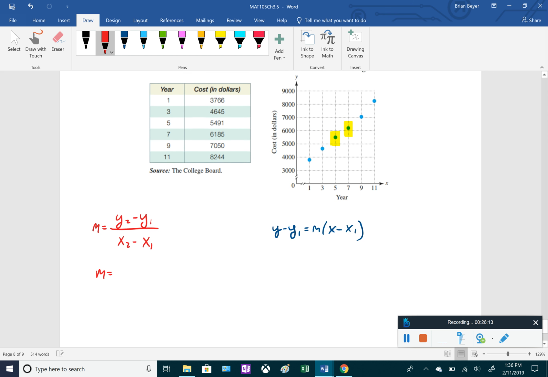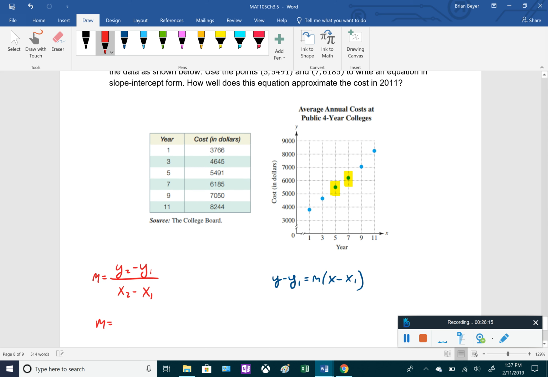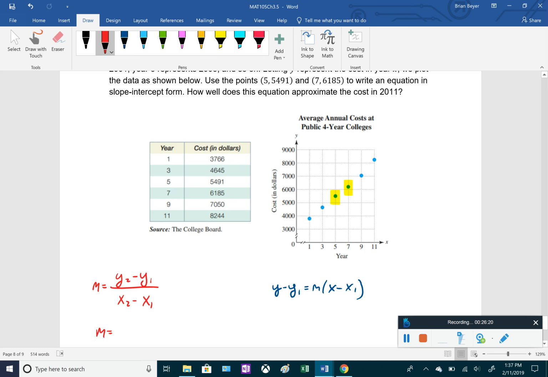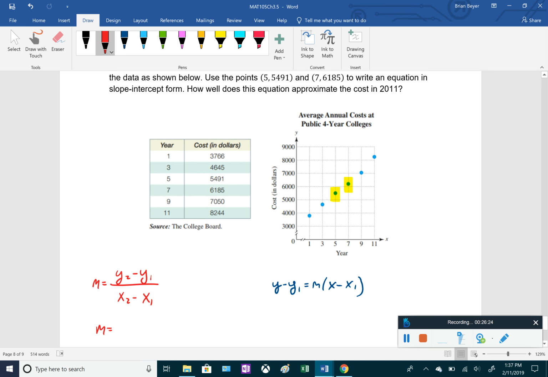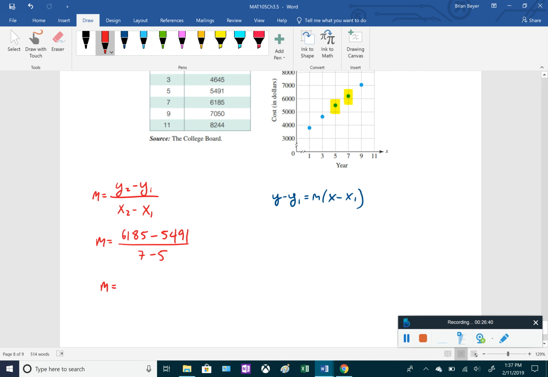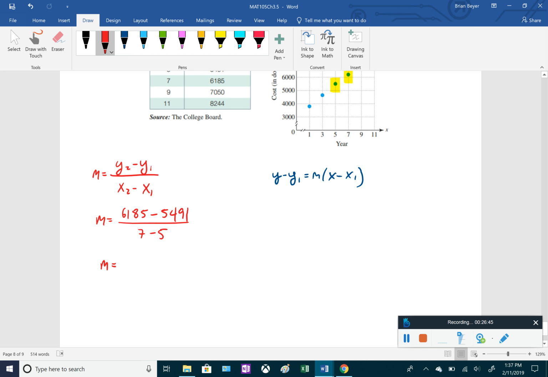So I'm going to let x1, y1 be the 2005 point, and I'm going to let x2, y2 be the 2007 point. So it's going to be 6,185 minus 5,491 over 7 minus 5. So calculating this, we're going to get 347.